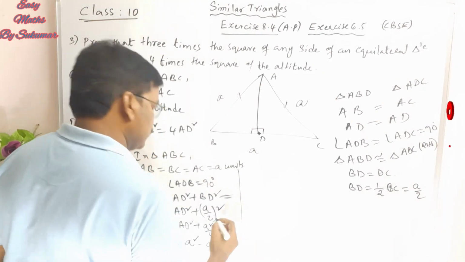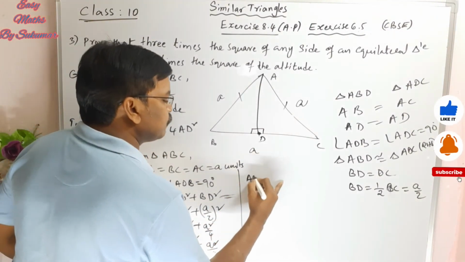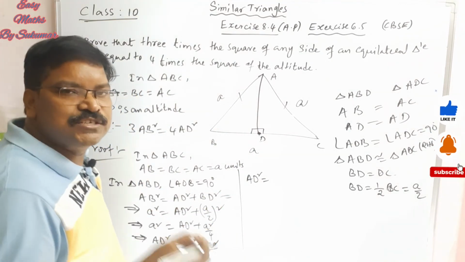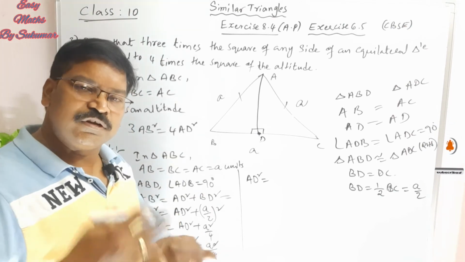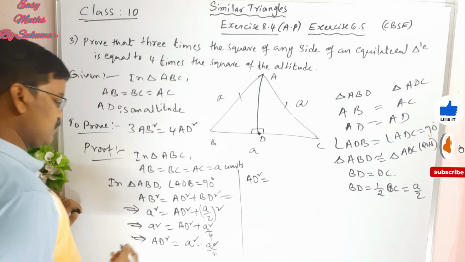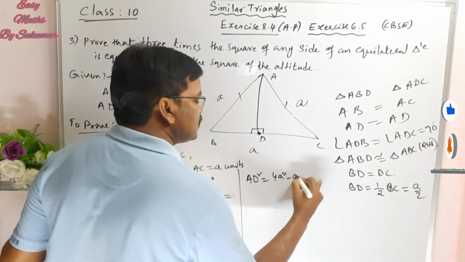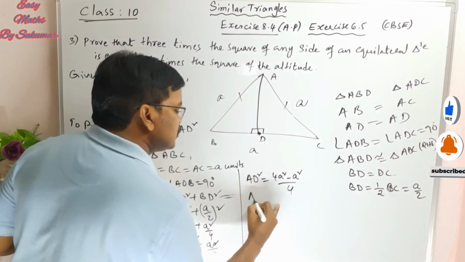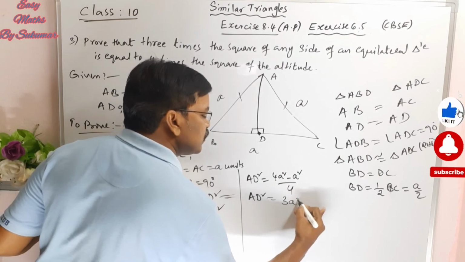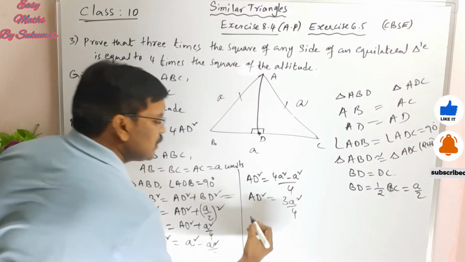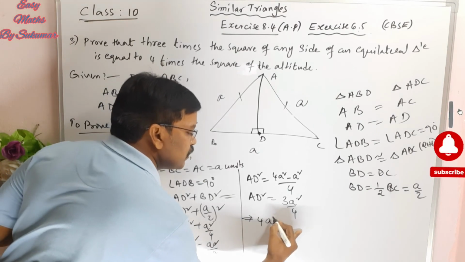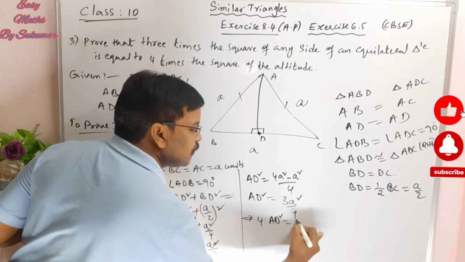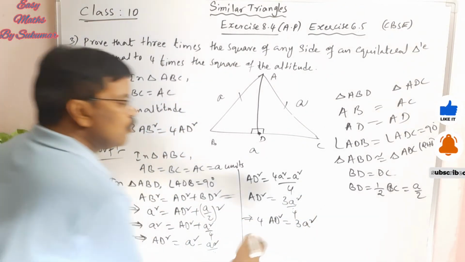Let us simplify this. This is another very simple sum. Don't confuse. If you have any doubts, please mention in the comment box. I will do it in another video in an easy way. So 4a square minus a square by 4. That means AD square is equal to 3a square by 4. By cross multiplication, 4 times AD square is equal to 3 times a square.